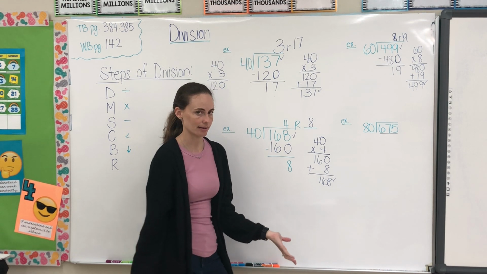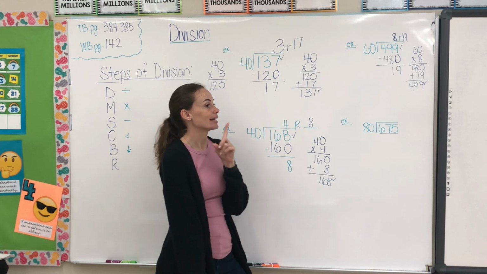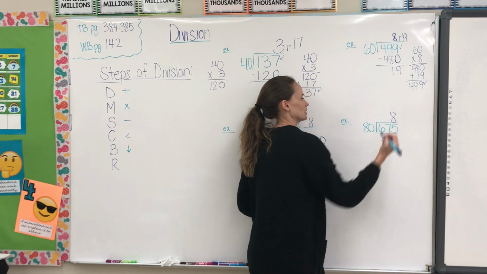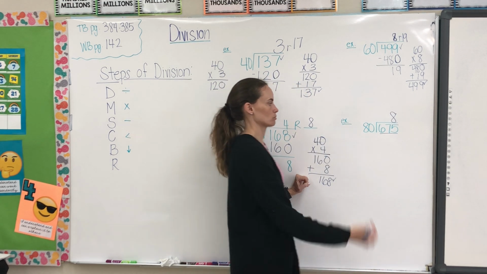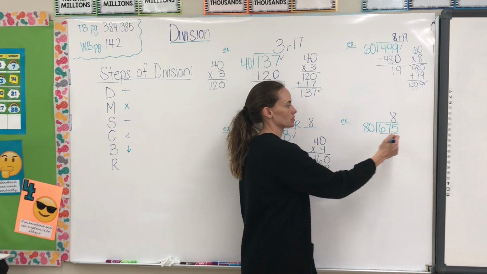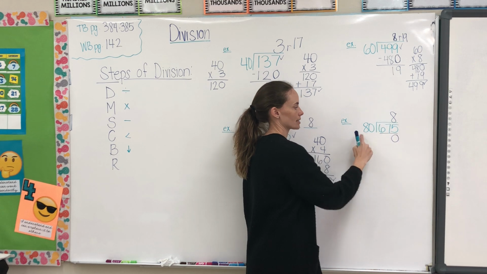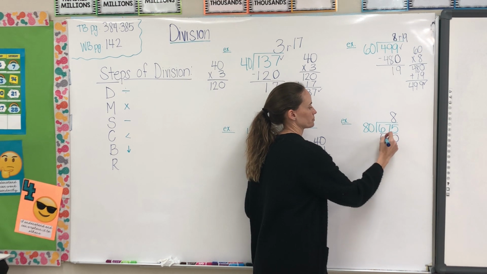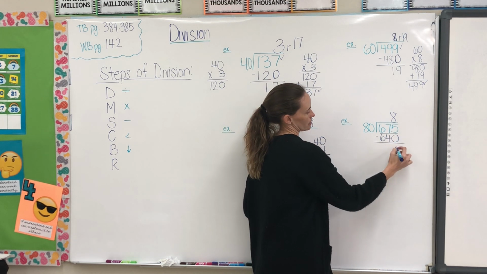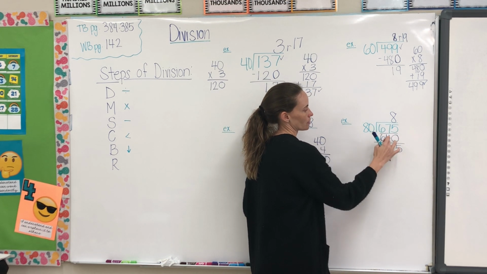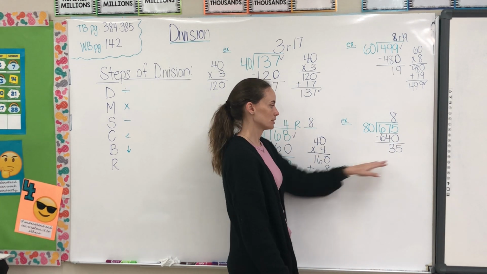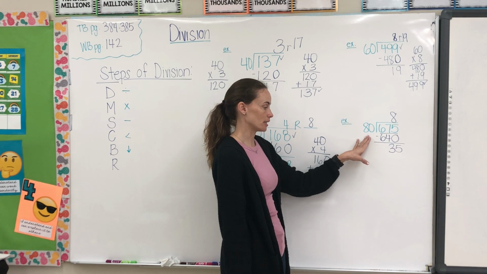Well, nothing is exactly 67, but I know that 8 times 8, very good answer, gives us 64, which is close. So now I divide. Now I do step 2, multiply. 8 times 0, 0. 8 times 8, 64. Next step, we subtract. 5 minus 0 is 5. 7 minus 4 is 3. Our next step, compare. Is 35 less than 80?